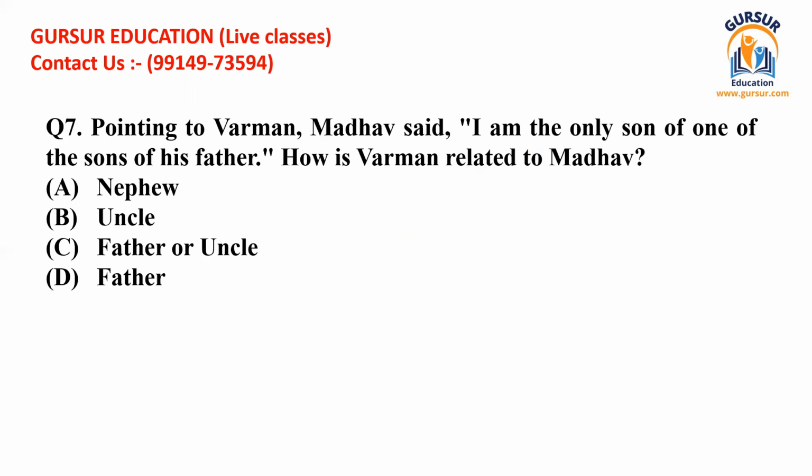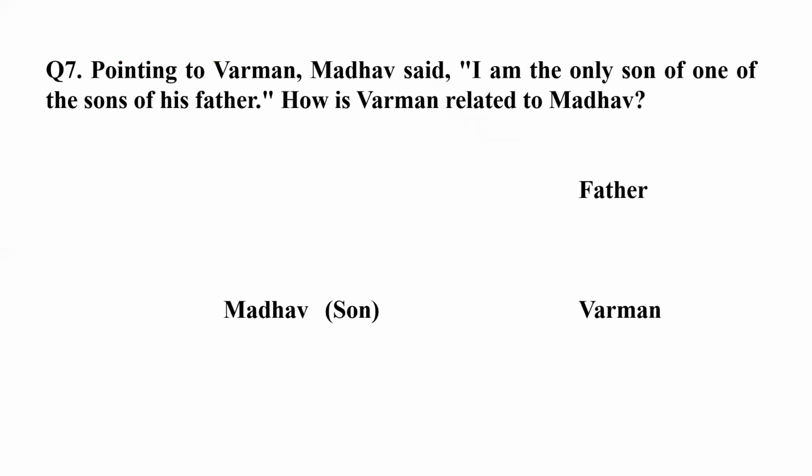First of all, you obviously need a blank space. The question has been written here again. You have to read the question very carefully: pointing to Varman, Madhav said. So Madhav is the saying party. This is why we have written the name of Madhav on the left hand side. About whom is being said? About Varman is being said. That's why we have written the name of Varman on the right hand side. So this is all about that.